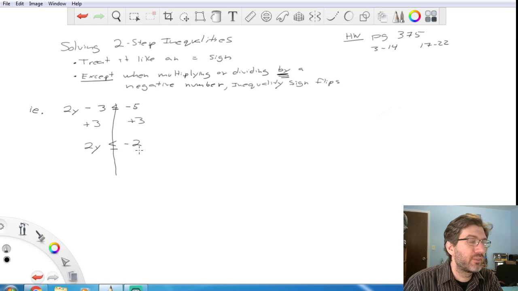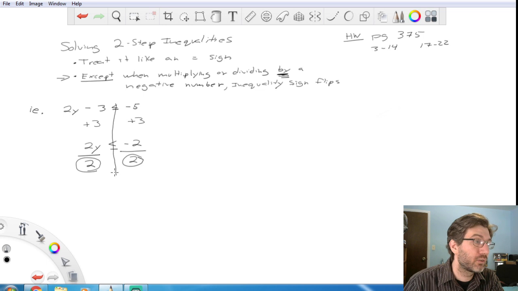Now, things to take into consideration when you do multiplication and division, because this is where our exception comes from. The only thing you really need to pay attention to is when you are multiplying or dividing by a negative number. So here, if I divide this by 2, I'm not dividing by a negative number, so I don't have to worry about anything. I'm dividing it by a positive 2. This is the number I'm looking at. Whatever number I write down here, that's a positive, so nothing's changing.